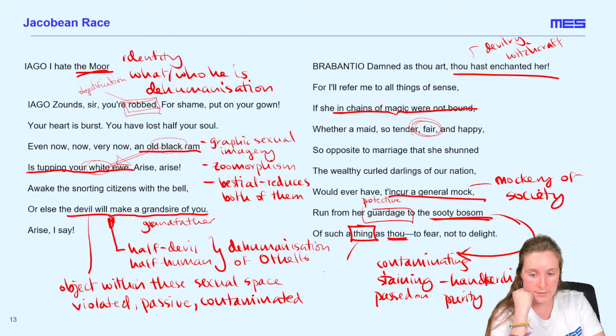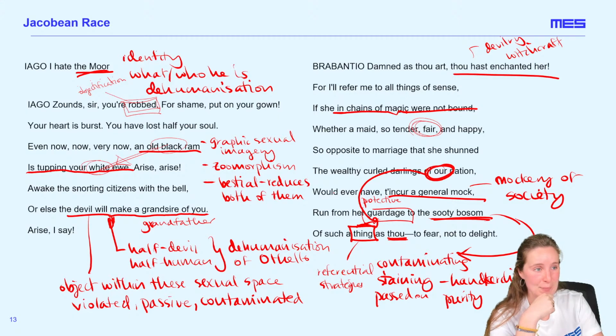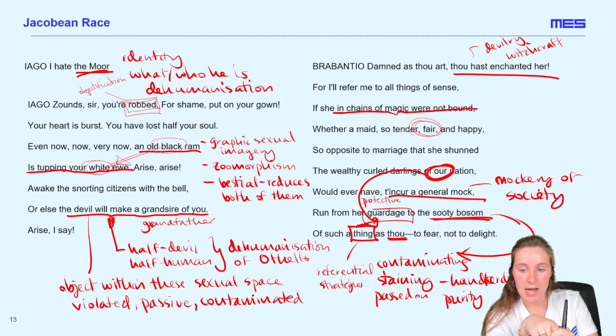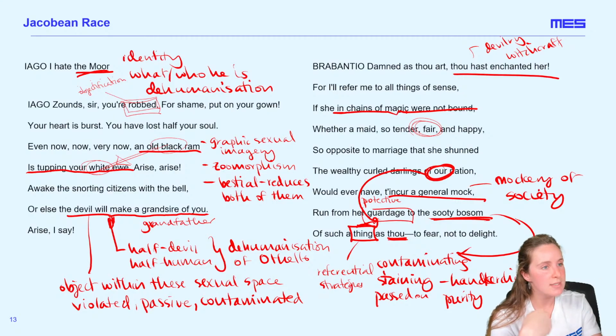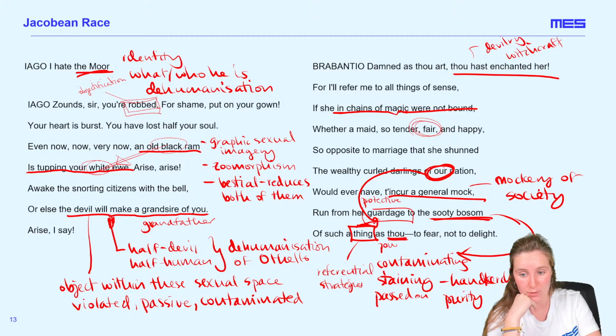So two things here. Again, the referential strategies, especially in contrast to something like "our nation" versus "a thing as thou", really does set this juxtaposition between the two, right? Venice versus Othello as the outsider. And then "thou", even though thou sounds fancier than you to us, it was actually the more informal way of referring to someone, so more the way of talking down to someone. So this establishes a power dynamic in which Brabantio views himself as higher up than Othello. And he suggests that it's something to fear, not to delight. So again, this idea of juxtaposition here.